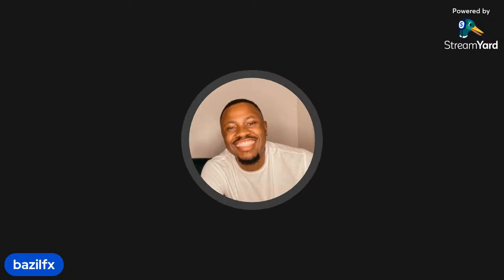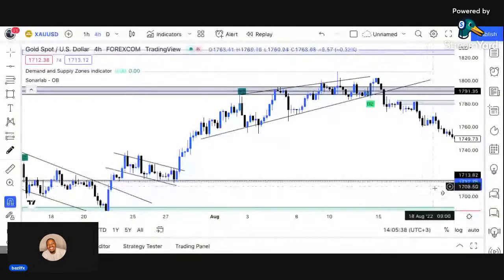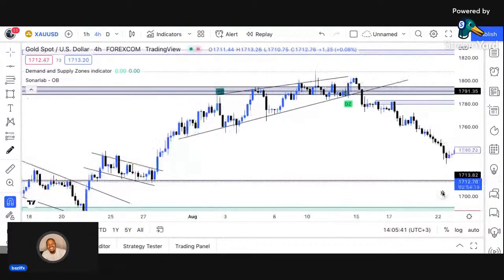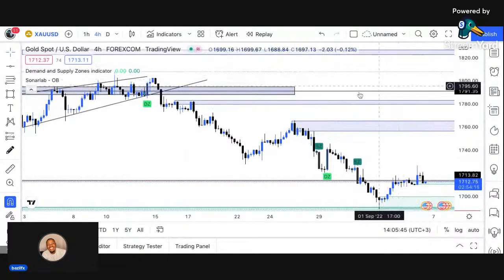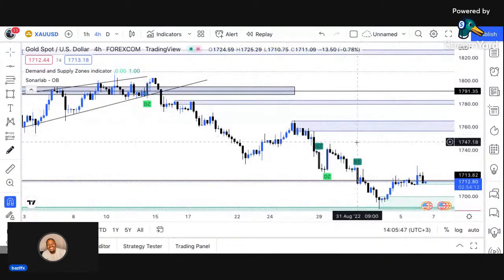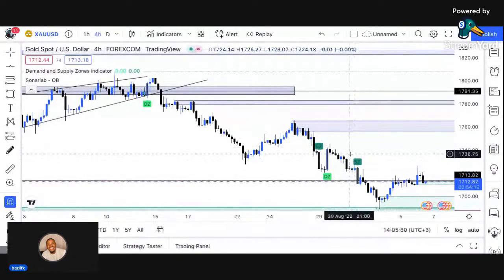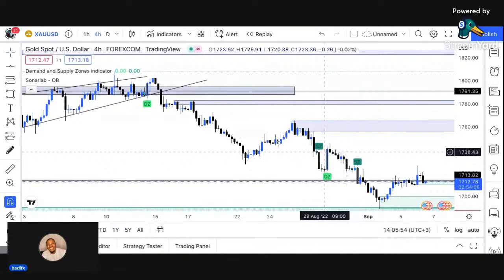Okay, guys, so this is my TradingView, as you can see. Most of you guys, when you come onto your TradingView, let's say you're a beginner trader, and let's say I'm a beginner trader also, this is how I would be trading.